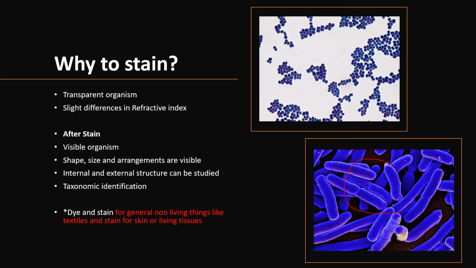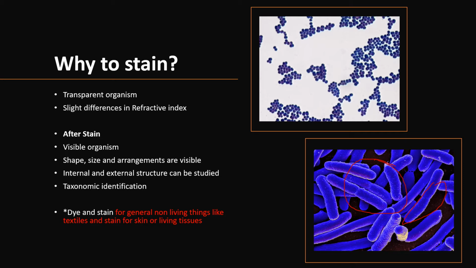We have a picture of stained bacteria over here. We can see that these are rod-shaped bacteria. Now, when these are rod-shaped, we can say that these belong to the class Bacilli, because the Bacilli class includes all rod-shaped bacteria. So that's how staining helps us to do the taxonomic identification.